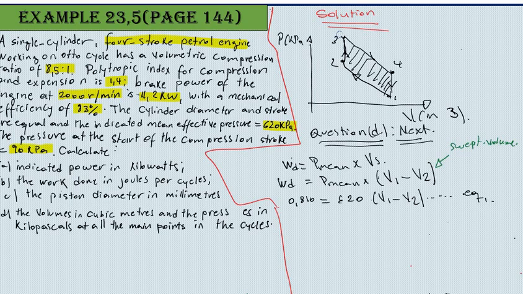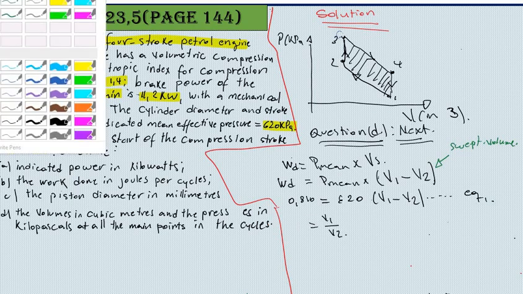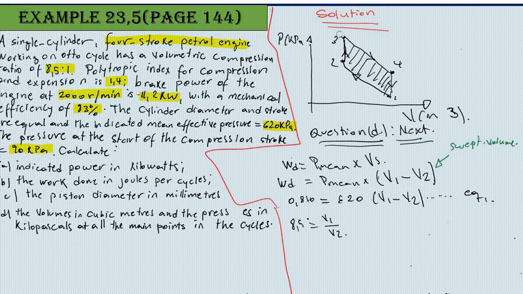So I need to find the second equation that expresses V1 in terms of V2. So the second equation is R, because in R I can see there is a presence of V1 and V2, because I know that R is equal to V1 over V2. So here I can replace R by its value, which is 8.5. So that is my second equation.